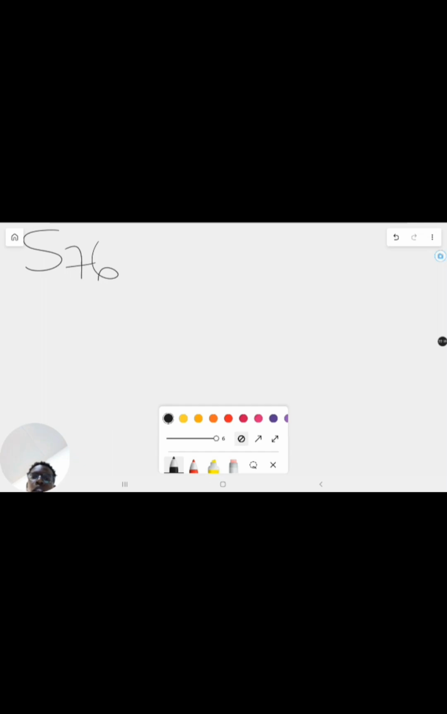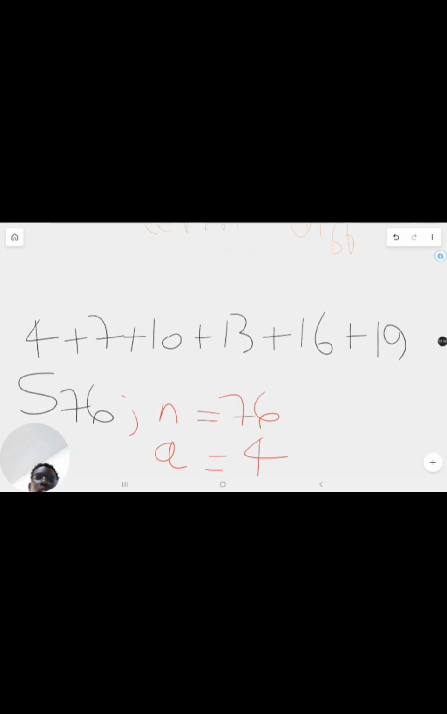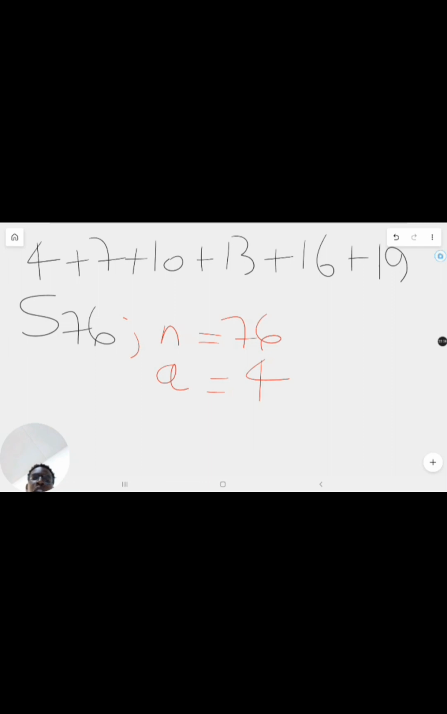It's a good idea to actually write out what you have before you start solving. So n is equal to 76 because that's what we're looking for, right? What is a? If you remember properly, our a from our series was 4, right? If I scroll up there, here a is the first term, and our first term is 4, so a is 4.